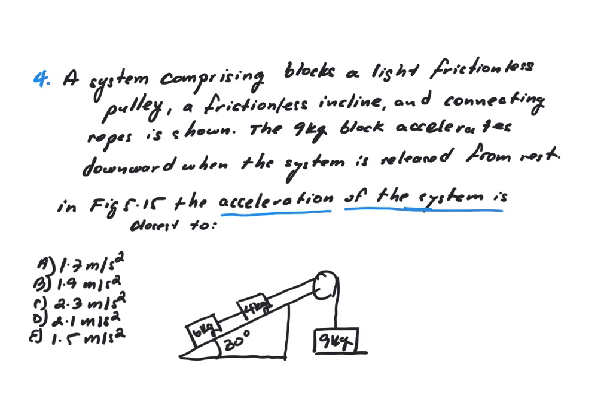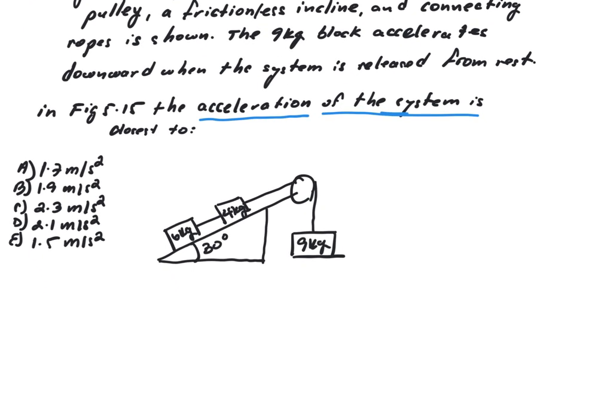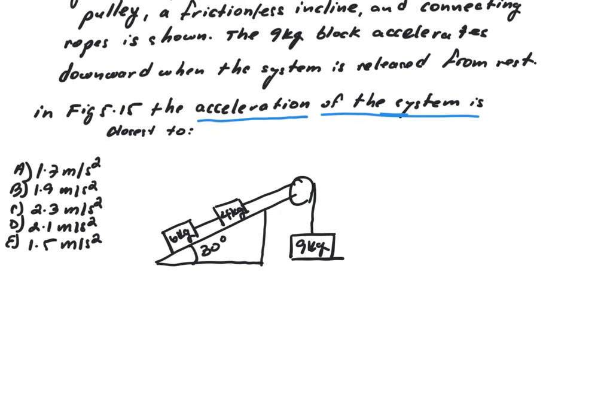So let's draw out our forces. So our force 1 will consist of the y direction. So we're going to have 9g minus T equals 9a, which is mass times acceleration. So this is the same thing as that.